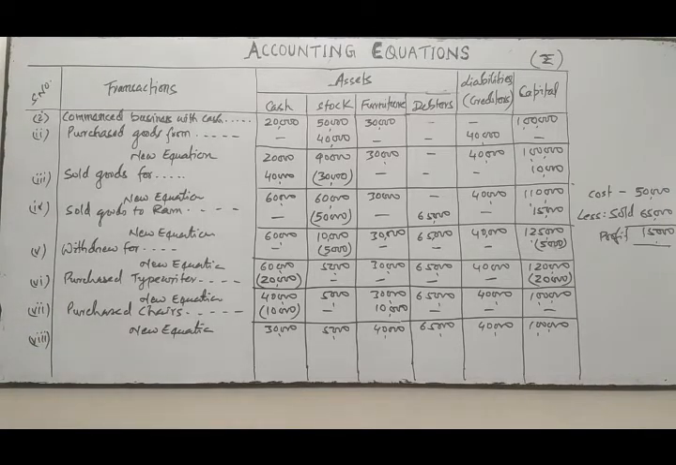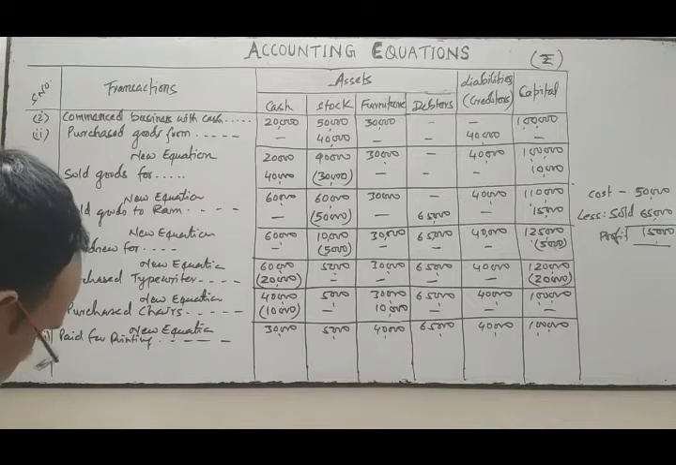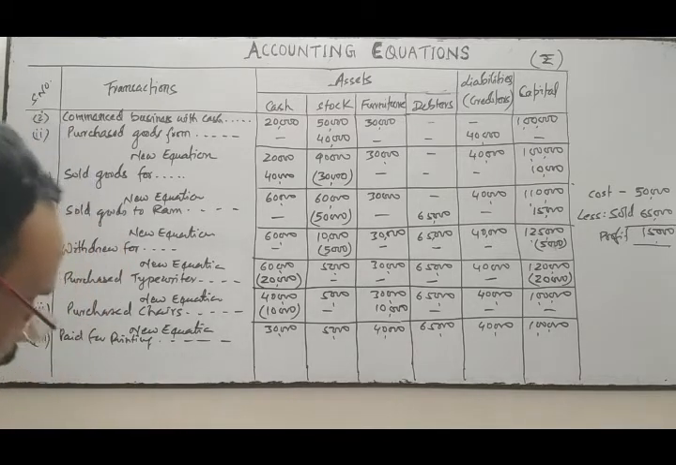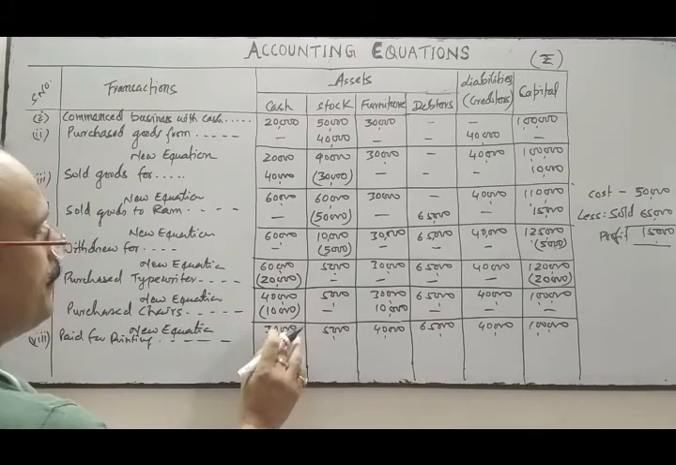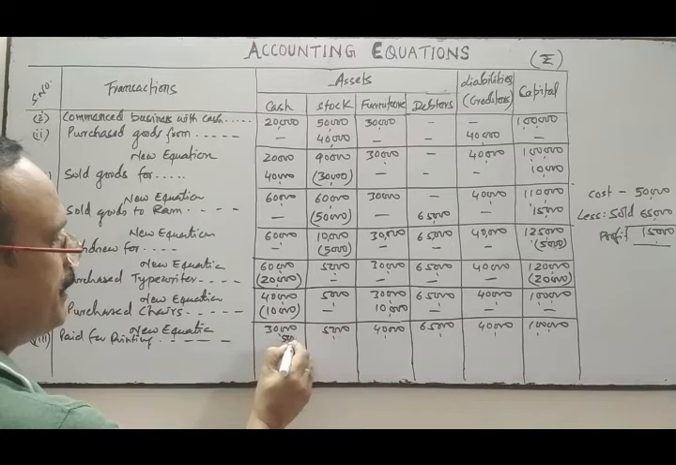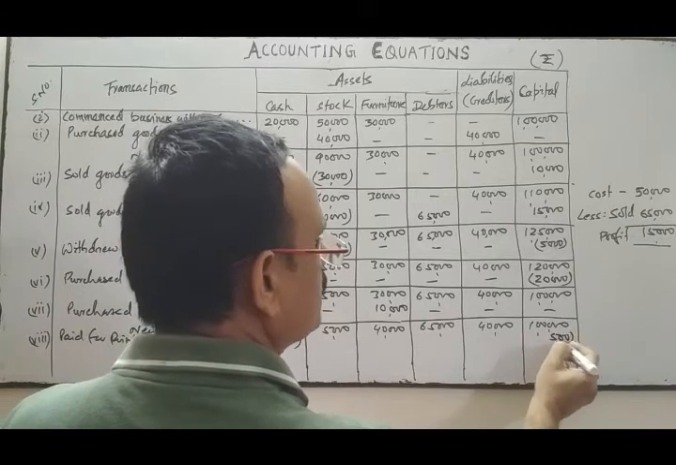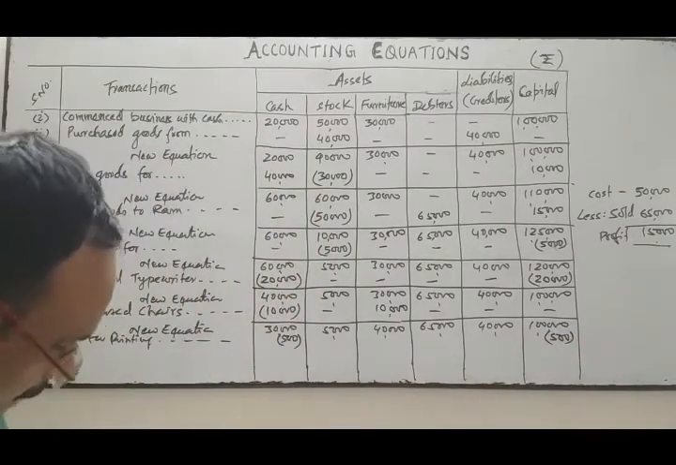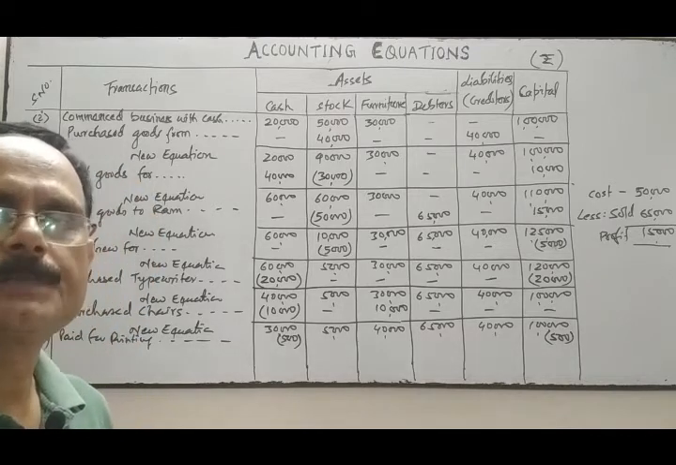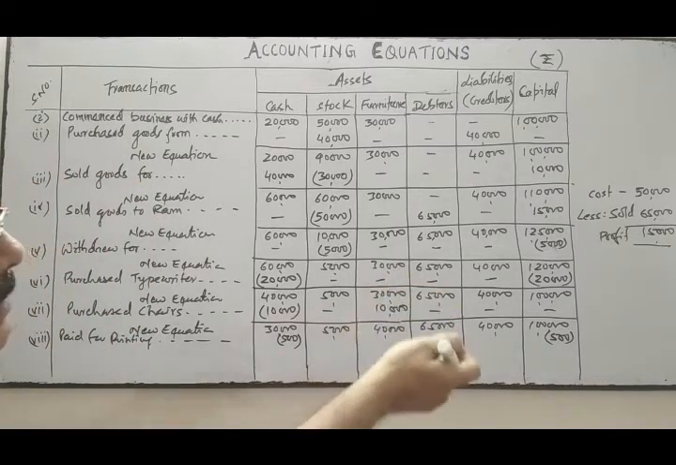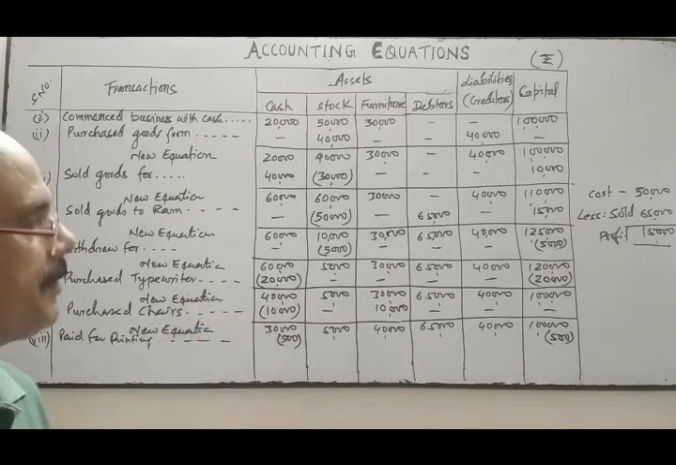Transaction number 8. Write the complete sentence: paid for printing 500 and received commission 1200. Paid for printing 500: your cash balance will reduce by 500 and your capital will reduce by 500, because printing is your expense, and expense will reduce the profit. So capital will reduce by 500 and cash will reduce by 500.